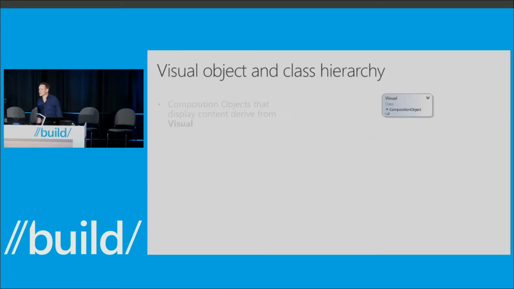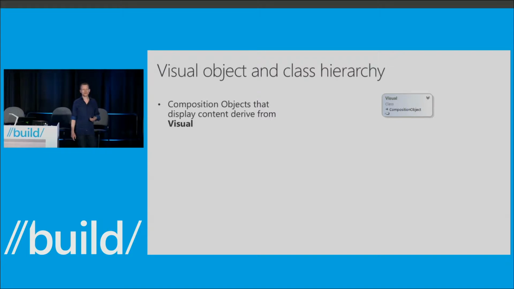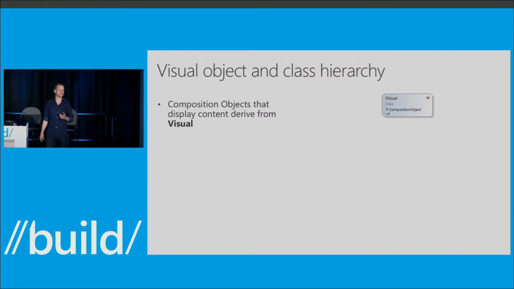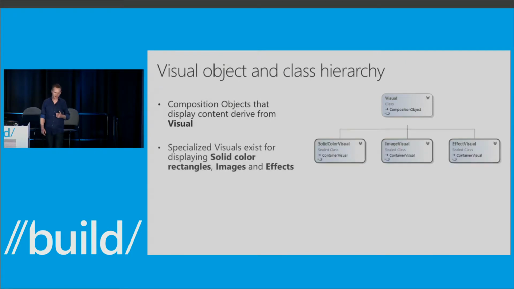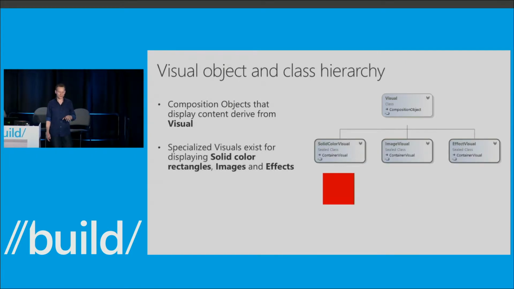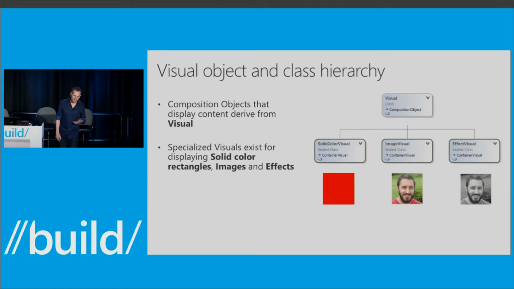So let's dive in and talk about the API. The class hierarchy that we have is rooted in a type called visual. And visual is essentially at the root of the tree of objects that put content on the screen. We have a set of concrete types that inherit from visual. We have a solid color visual, an image visual, and an effect visual.